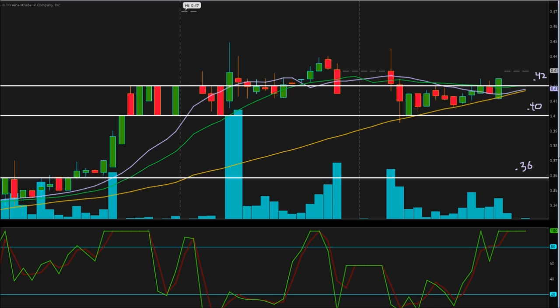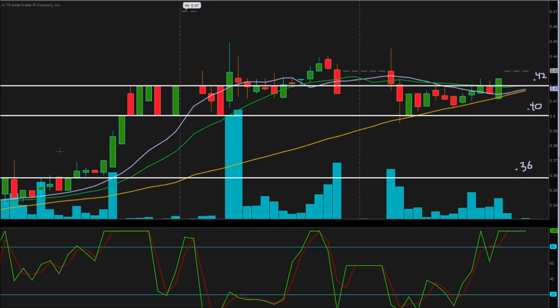This time we're taking a look at ticker symbol MSTX. That's Mast Therapeutics Incorporated. The chart we have today is a 30-minute chart, each candlestick representing 30 minutes of trading. So we go back 3 days here on the chart. Now we have three main areas to take a look at today: 42 cents, 40 cents, and 36 cents.